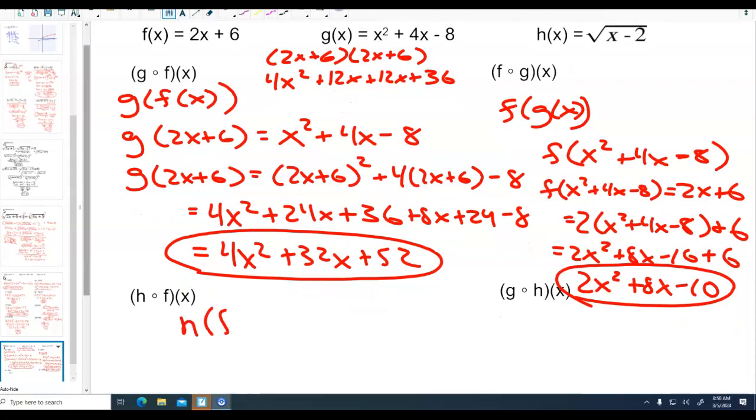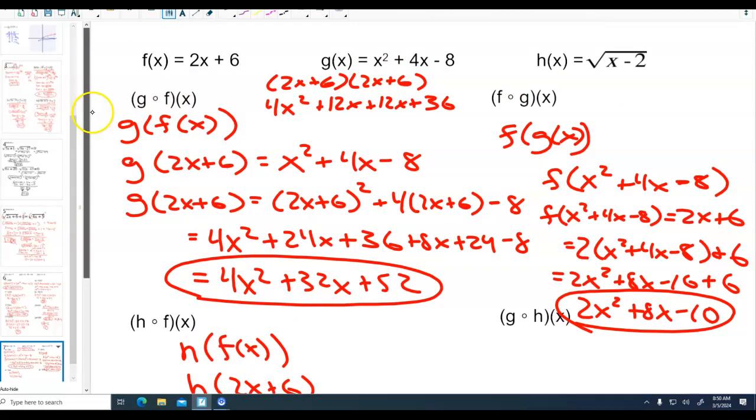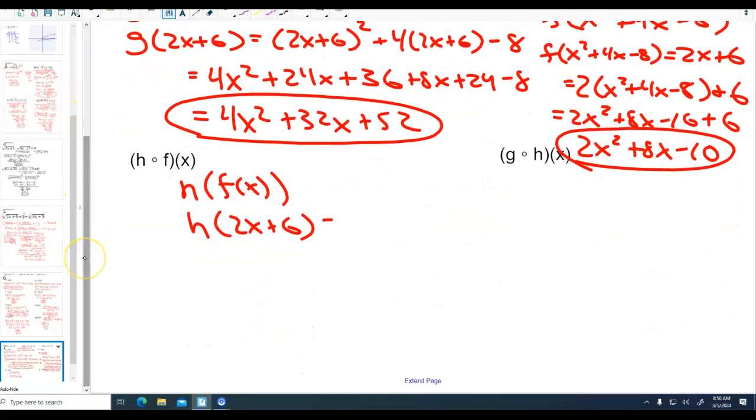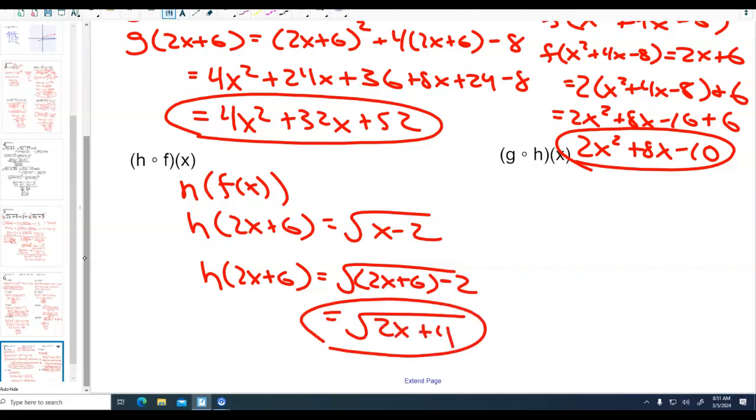So here, h of f of x. My f of x is 2x plus 6, so it becomes h of 2x plus 6, and then square root of x minus 2. Essentially, wherever I see x, 2x plus 6 is plugged in, minus 2. My answer is simply the square root of 2x plus 4. It's that straightforward. And the last one, g of h of x.